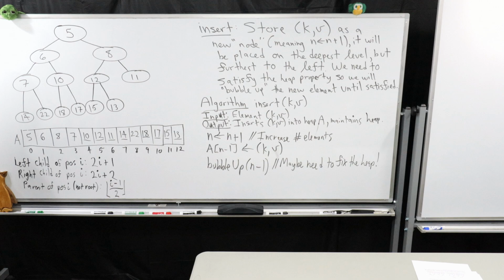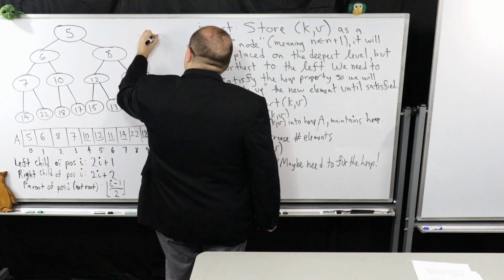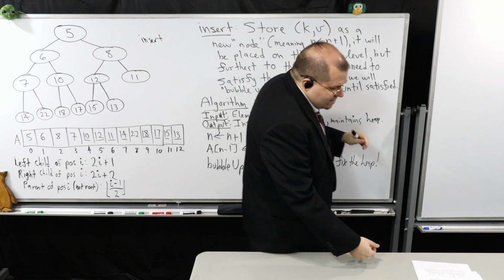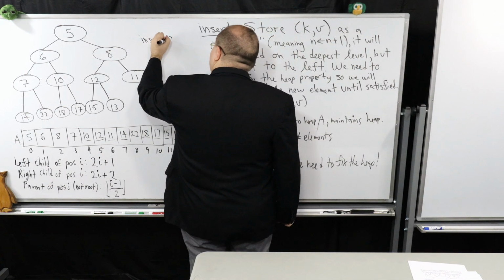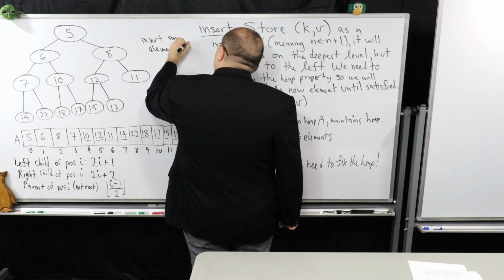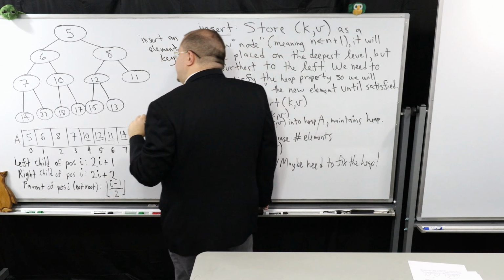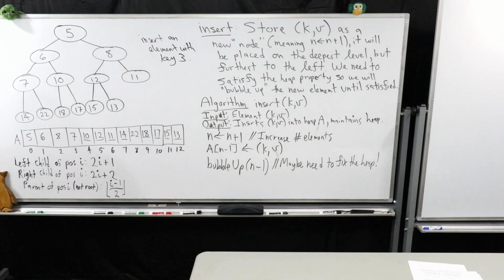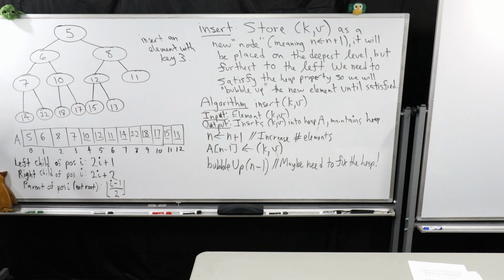So what I want to do is an example with you where I'm going to try inserting an element with key 3. So imagine I have an element that I'm going to put in, its key is 3. So what am I going to do? I'm going to include it in my array.